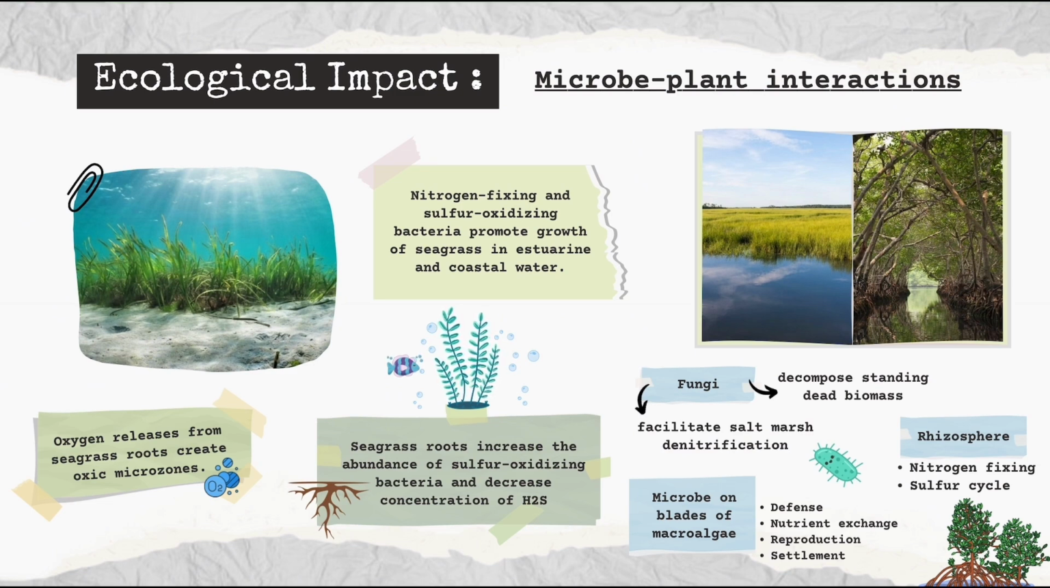As with seagrass systems, the microbiomes of salt marshes and mangrove vegetation contribute to several critical ecosystem functions. For example, fungi act as primary decomposers of standing dead biomass and are important in facilitating salt marsh denitrification. The rhizosphere also plays a significant role in nitrogen fixation and the continuous sulfur cycle in salt marsh and mangrove sediments. Lastly, the microbiome found on the blades of macroalgae provides defense, nutrient exchange, reproduction, and settlement to plants successive in salt marsh and mangrove swamp.